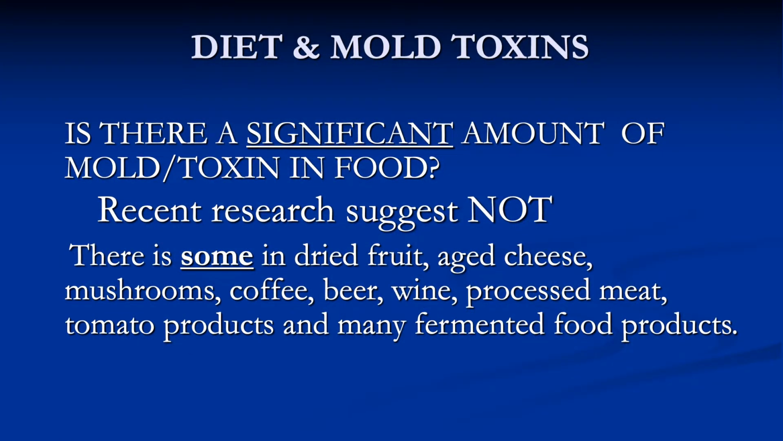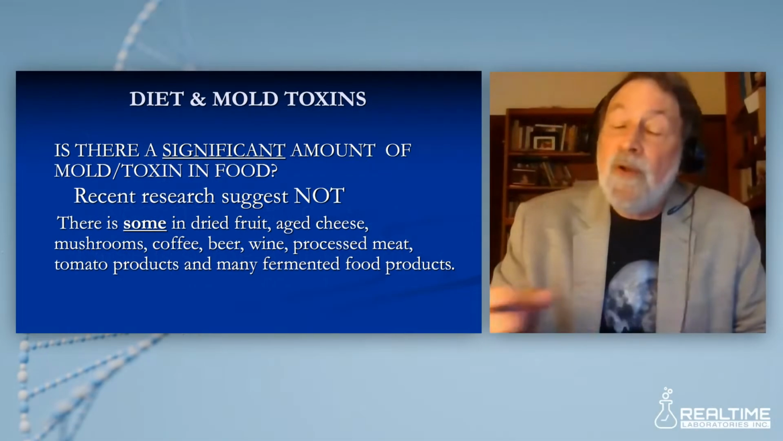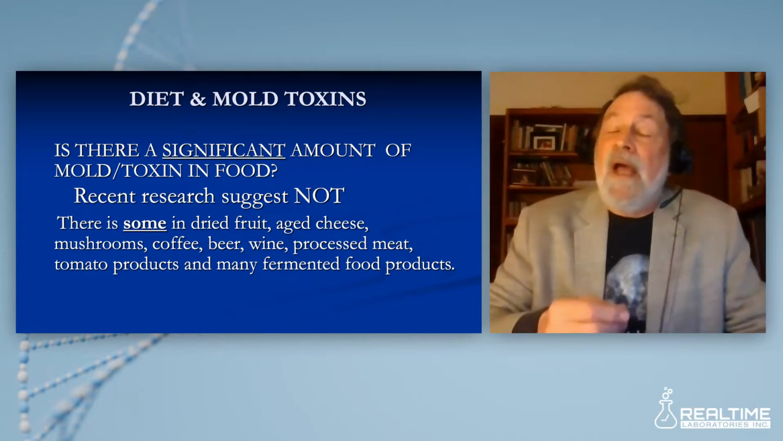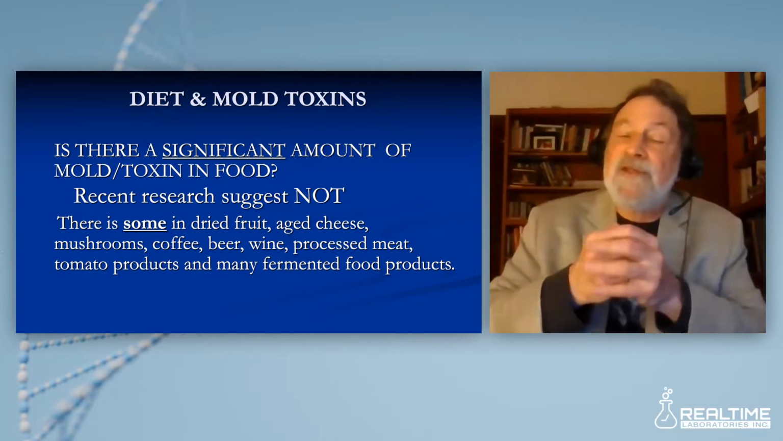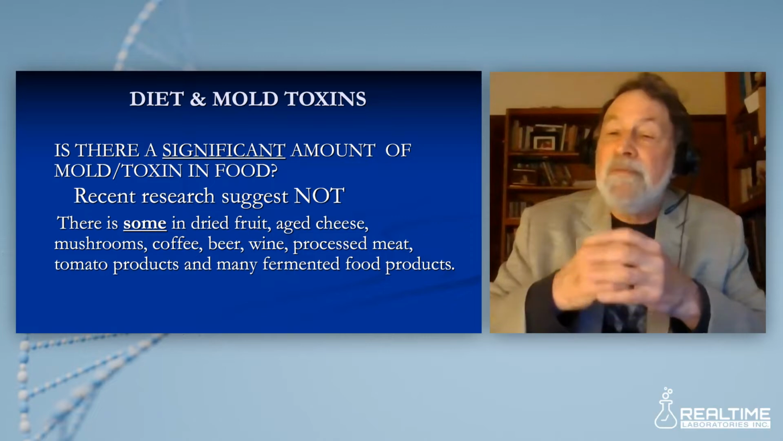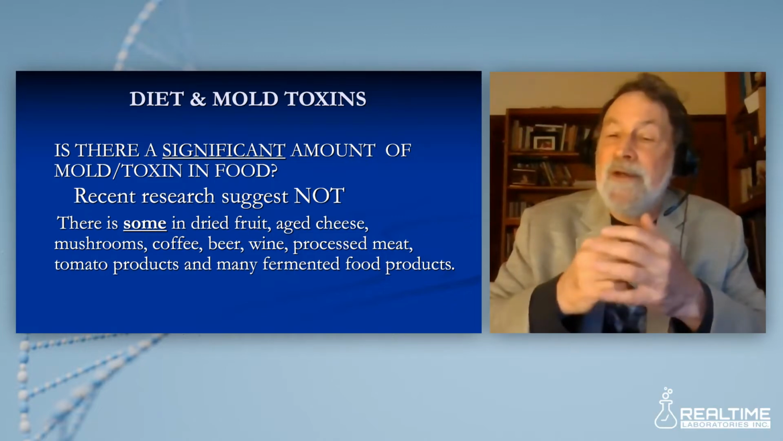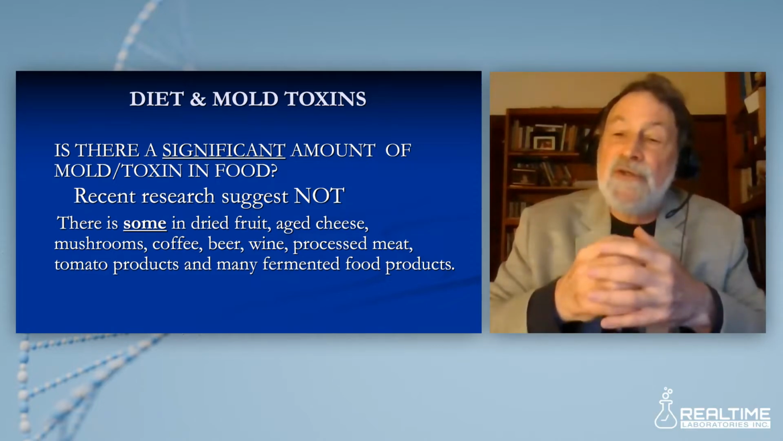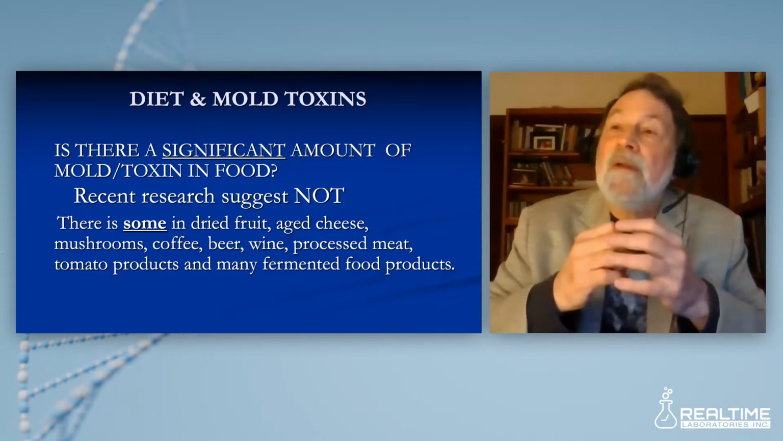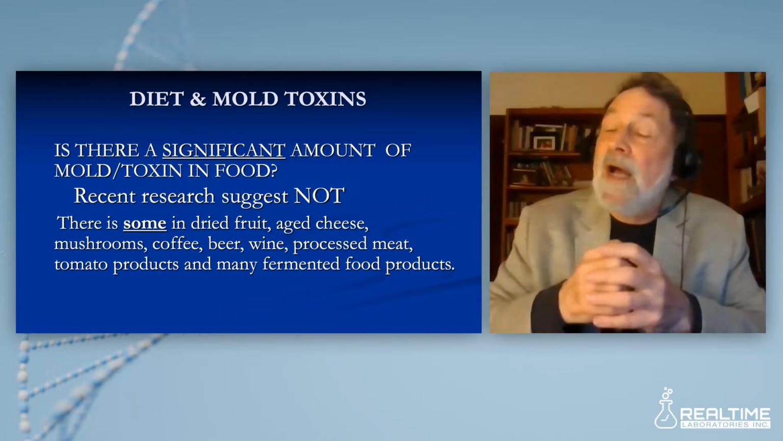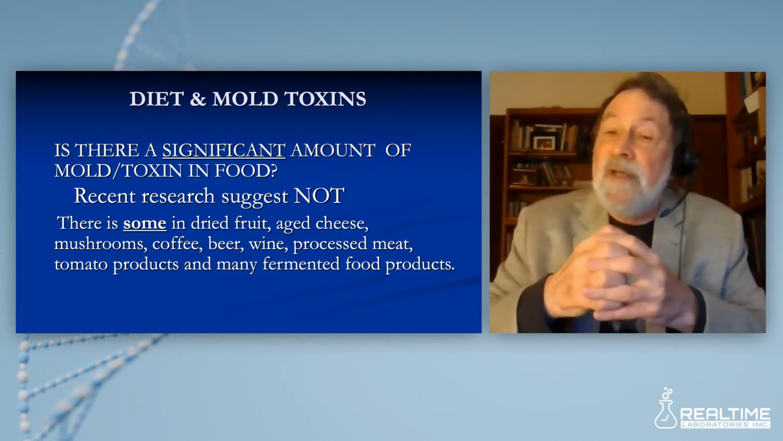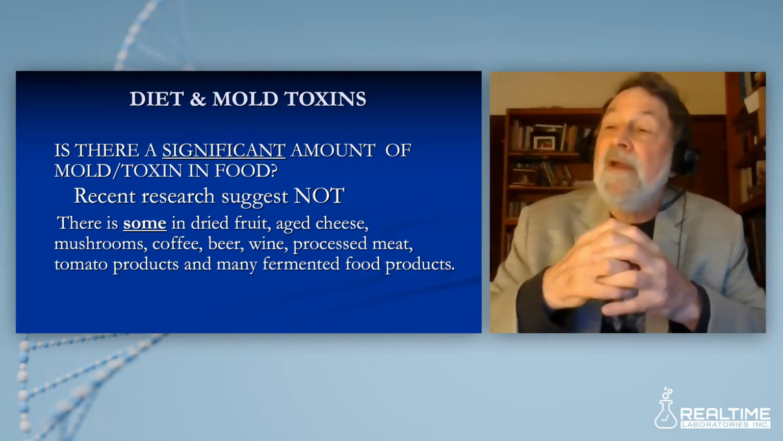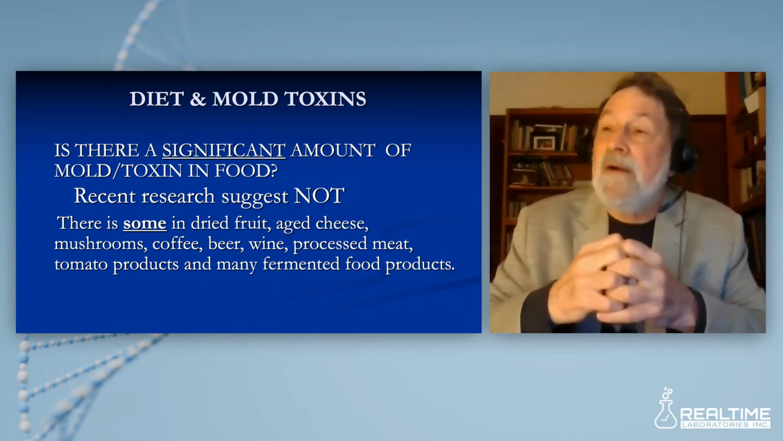Another question that comes up, and a lot is talked about this, is is there a significant amount of mold or toxin in food? Some authorities say there is, and I would say that there isn't. The vast majority of exposure to mold comes from water-damaged buildings and water-damaged structures, period. That's the major source of toxicity. Is there toxin in food? Yes, but a minuscule amount. I believe that a lot of people make a lot more about what's there.